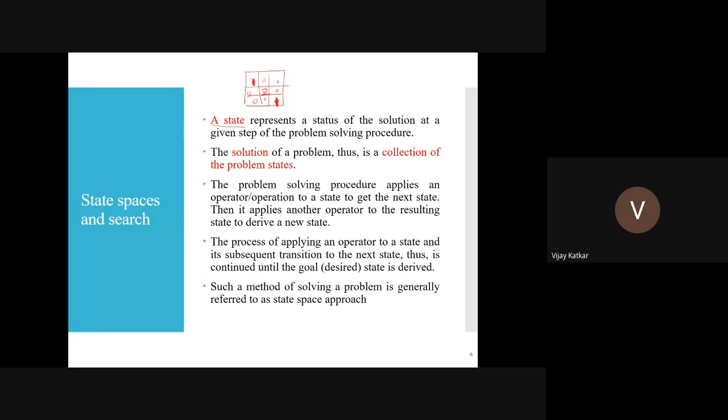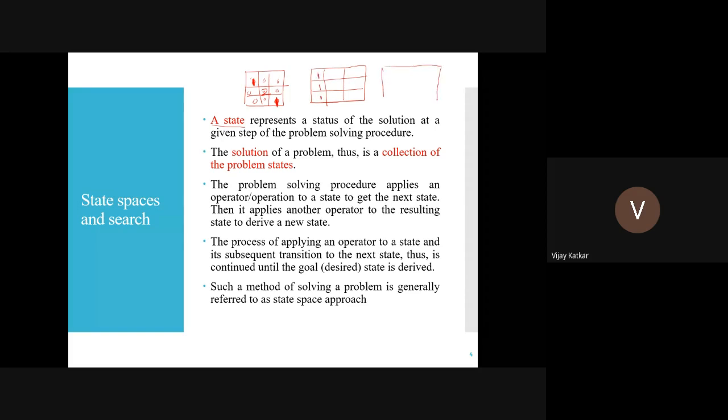The solution of a problem is what? A collection of problem states. What does solution of a problem mean? See here. If player 1 has 1, 1, 1, this is one solution. And it is also one state.